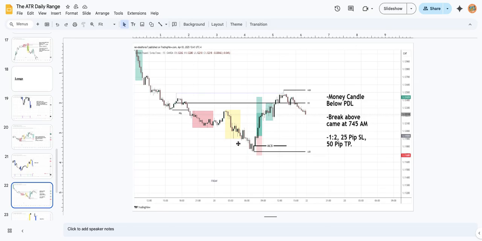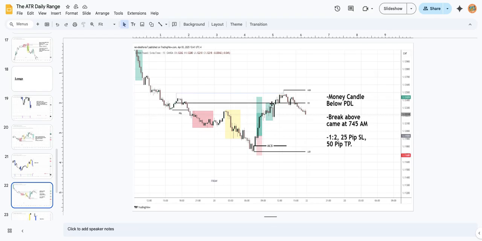Low of day didn't hit until later on, about 7:45 a.m., towards the tail end of London. We have the low of the day being created here. Price closed above it right here at 7:45. And then you just take it up. This would have been good for about 50 pips. So this was a pretty painless trade, 1 to 2.